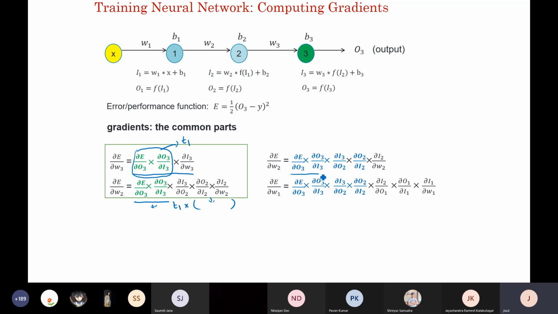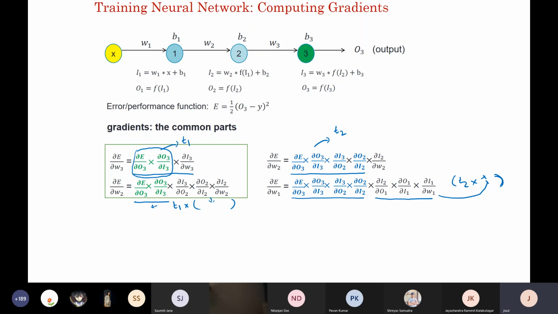Now you can see these common expressions here. There are four expressions common. So when you computed del E del W2, you can save this whole thing into another variable called T2. Then when you're computing del E del W1, you need to compute only T2 times this expression. That is basically saving your time. As you progress from right to left, the length of this common part is very long because we are dealing with a very deep neural network. So you can reuse the value that you computed in the previous computation directly and compute this efficiently.